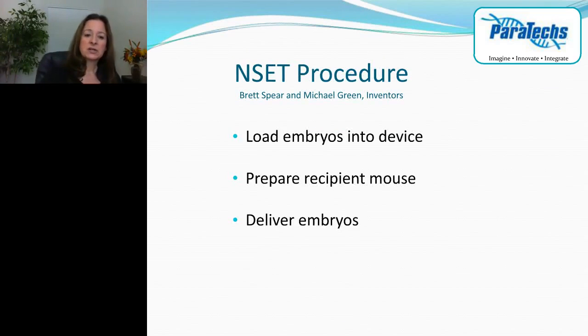The NSET procedure and device that I'm about to describe in detail was invented by Dr. Brett Spear and Michael Green at the University of Kentucky Transgenic Core Facility. They have described this in the literature, and there are 3 very simple steps to this procedure. First of all, load the embryos into the device, prepare the recipient mouse, and deliver the embryos.